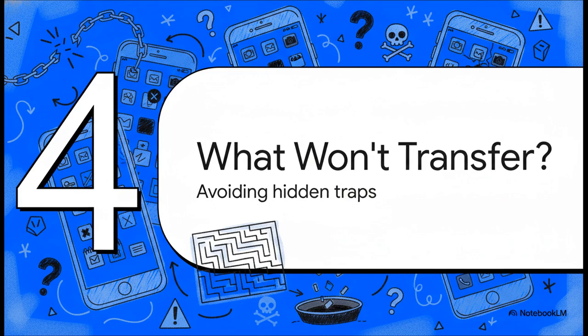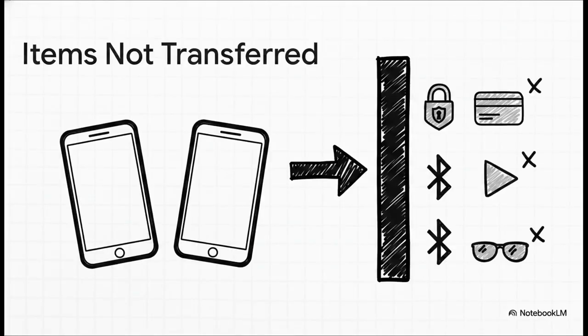Now for Section 4. What will not transfer? Avoiding the invisible traps. Real users have navigated these migrations and discovered some pretty sneaky hidden gotchas. And this brilliantly illustrates why assuming everything transfers automatically is a huge mistake. Just look at this list of items that typically do not make the jump.